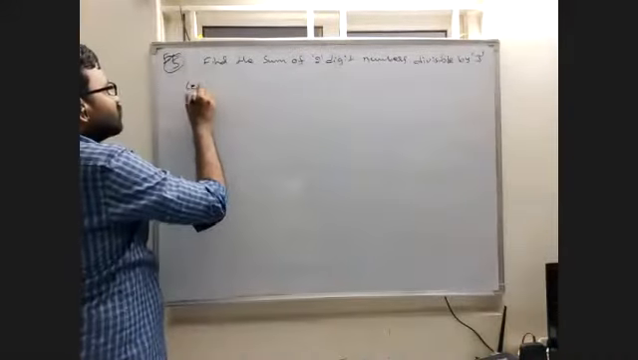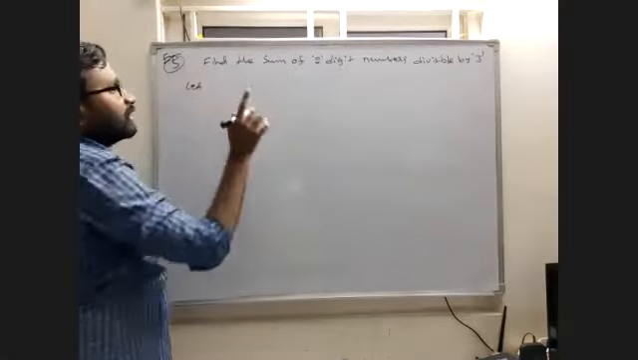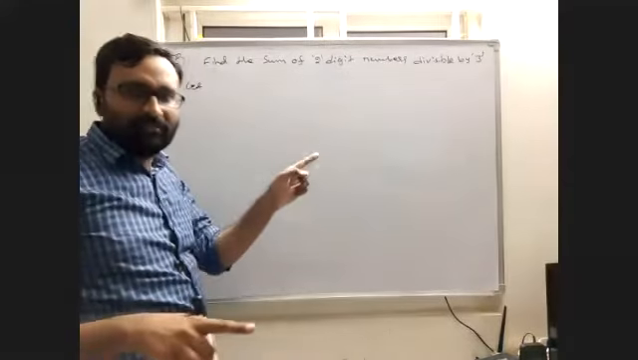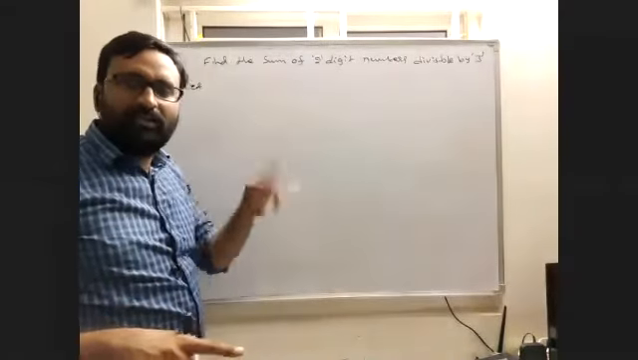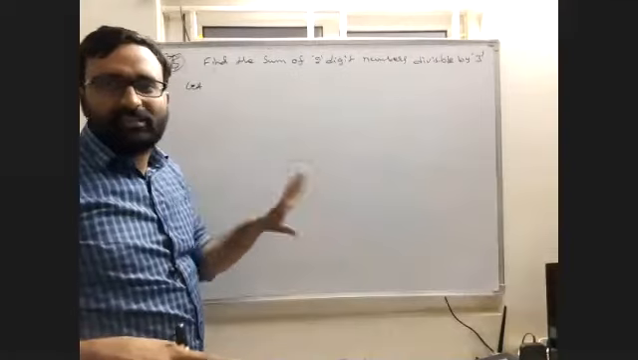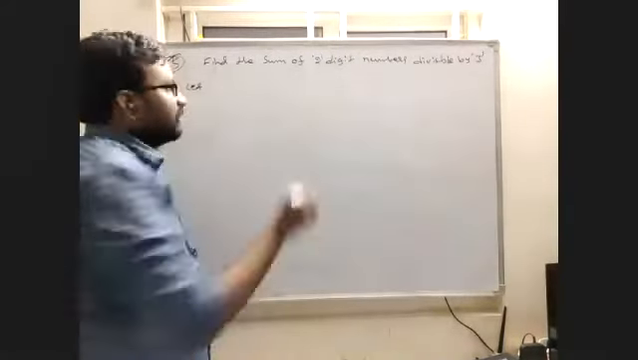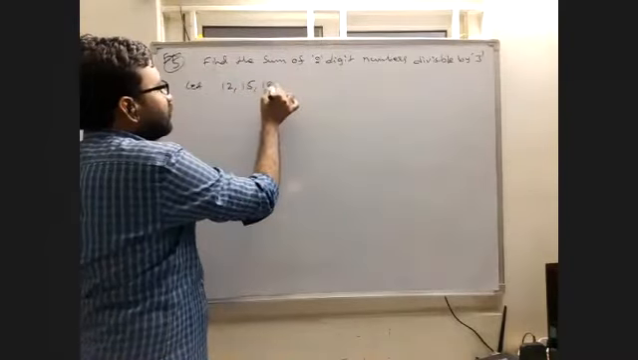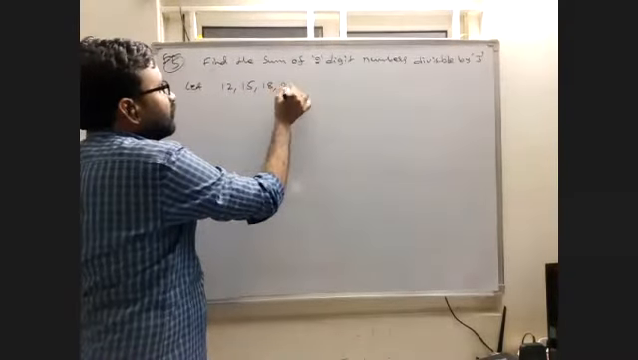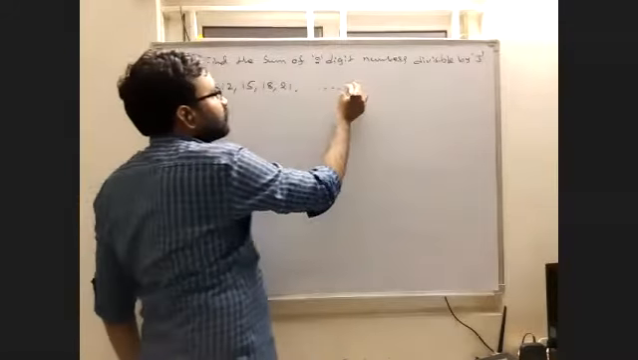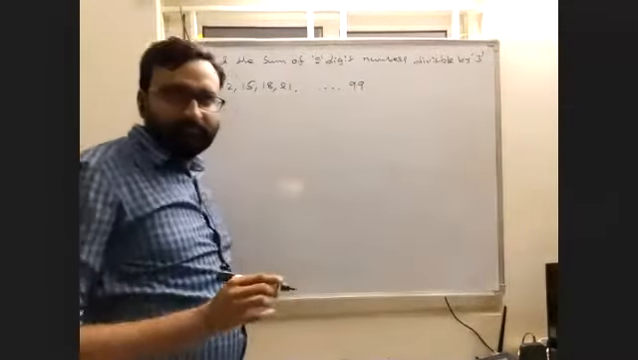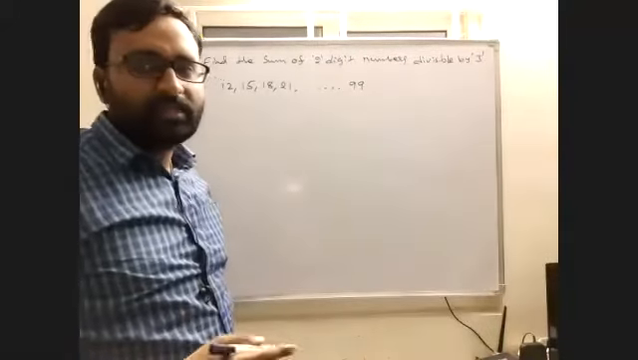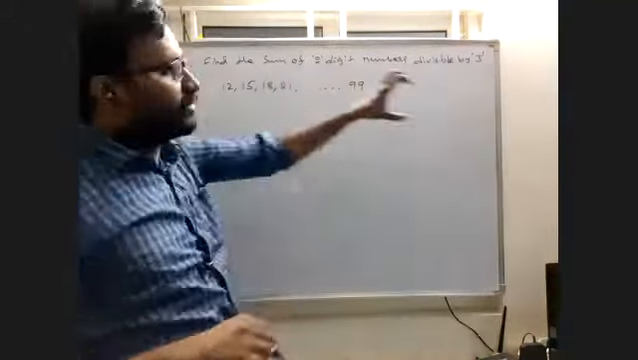So the numbers divisible by 3 should be 2 digits. 3 1 is 3, that is not 2 digits. 3 2 is 6, no. 3 3 is 9, no. 3 4 is 12. So from 12 onwards: 12 plus 3, 15 plus 3, 18 plus 3, 21. So the last term will be 99, a 2-digit number, also divisible by 3. He is asking the sum of these numbers.